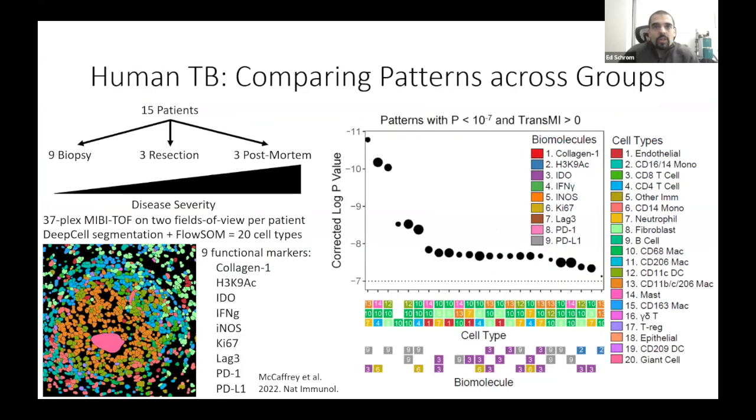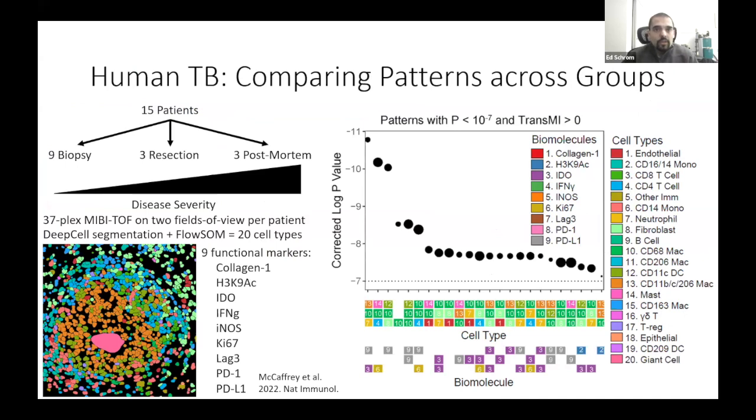We took this approach on a data set of 30 human tuberculosis granulomas, which was originally analyzed and published by Aaron McCaffrey and our colleagues at Stanford at the time. This data set includes 15 patients of varying severity, from diagnostic biopsies to therapeutic resections, to a few who unfortunately passed away from the disease.